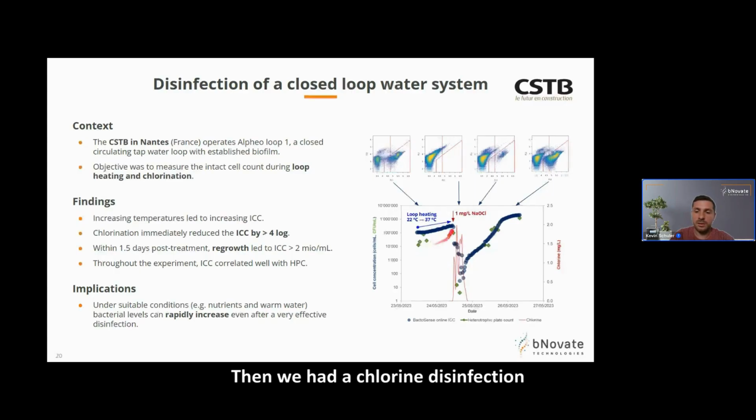Then we had a chlorine disinfection of 1 milligram of chlorine. The setup was done over 3 periods of time, clearly distinguished. The first was just heating the water inside the loop from 22 degrees up to 37 degrees.